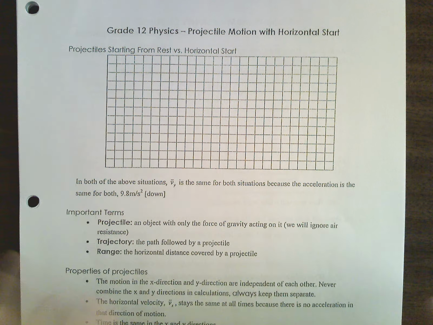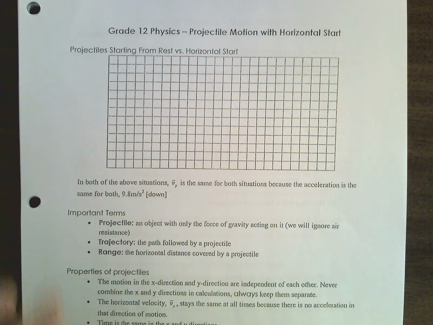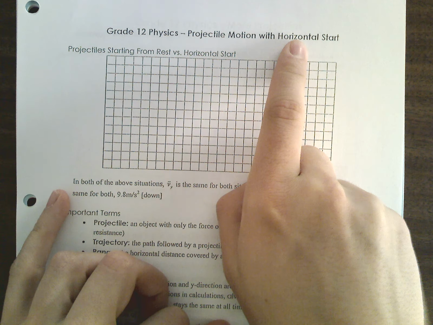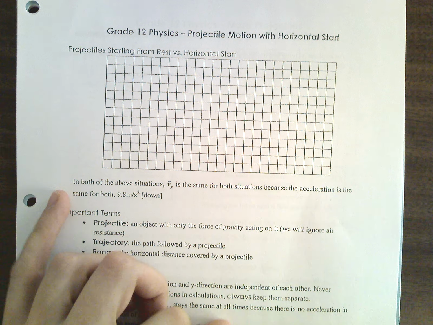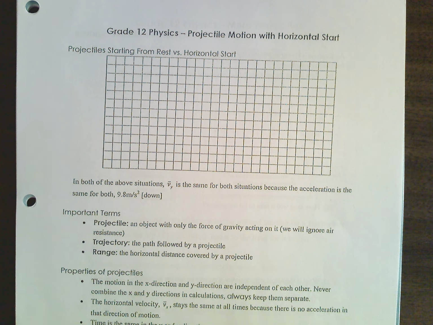Let's do our lesson on the introduction to projectile motion. When we are looking at projectile motion, we can have objects that move up at angles, or we can have objects that start at a horizontal start and move downwards in a projectile. Still a projectile because we only have acceleration in the y direction.